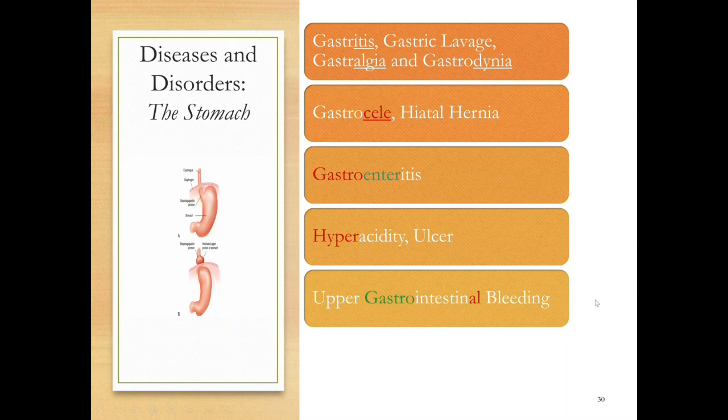And, for peritonitis, we already know that itis means inflammation, and periton pertains to the peritoneum. Therefore, peritonitis is inflammation of the peritoneum. There you go. We should always analyze the medical terms this way.